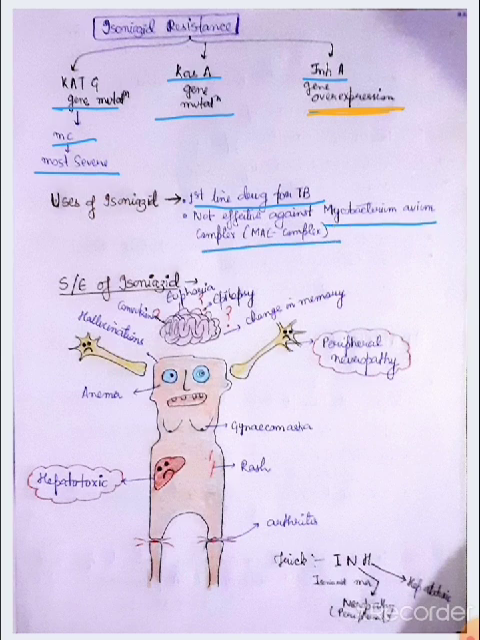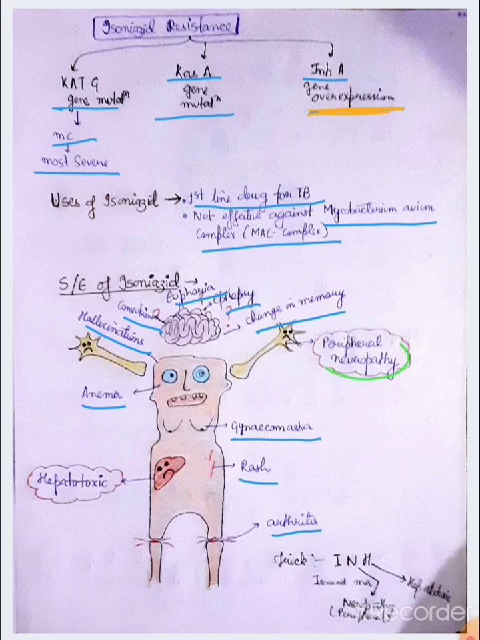Let's see the side effects of isoniazid. Firstly, it causes hallucinations, convulsions, euphoria, epilepsy, and change in memory. Also anemia, gynecomastia, rashes, arthritis, and the most important side effects are peripheral neuropathy and hepatotoxicity. Isoniazid's most common side effects are hepatotoxicity and peripheral neuropathy.